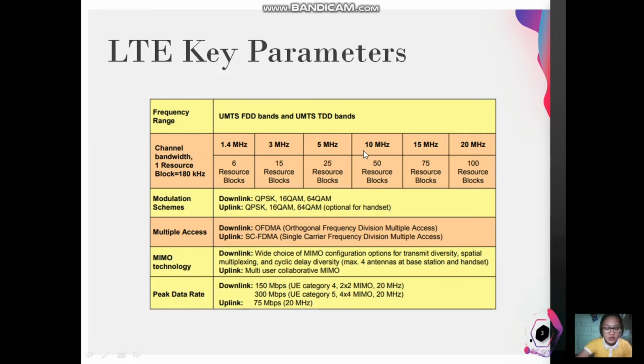Modulation schemes that are available for LTE downlink are QPSK, 16QAM, and 64QAM. In the uplink, we have 64QAM, which is optional for handsets. To support multiple access schemes for LTE, we have OFDMA in the downlink and SC-FDMA in the uplink.